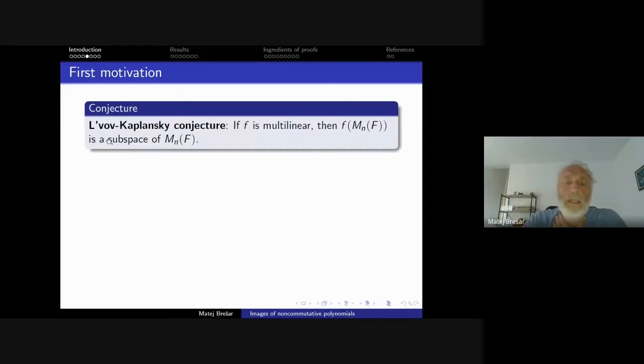The first one is an old conjecture, which is now in the literature usually called the Lvov-Kaplansky conjecture, which states that if F is a multilinear polynomial, then its image on the matrix algebra is a linear subspace. I like this conjecture in particular because it sounds so ridiculous to prove that something is a vector space. I think we all think that our students cannot pass an exam without being able to show that something is a vector space. But now here we are professionals and we are dealing with such a problem, which seems to be so easy, but it is not so easy.